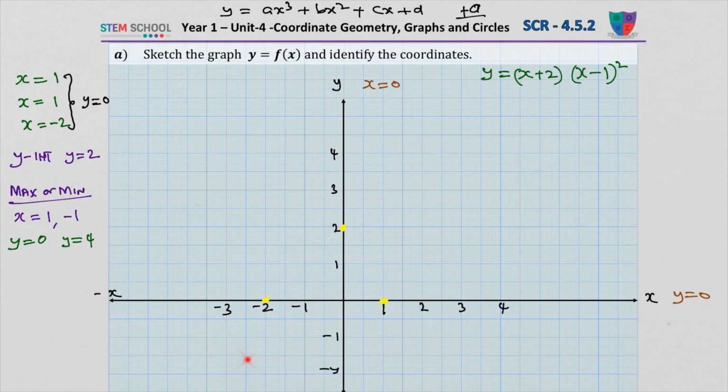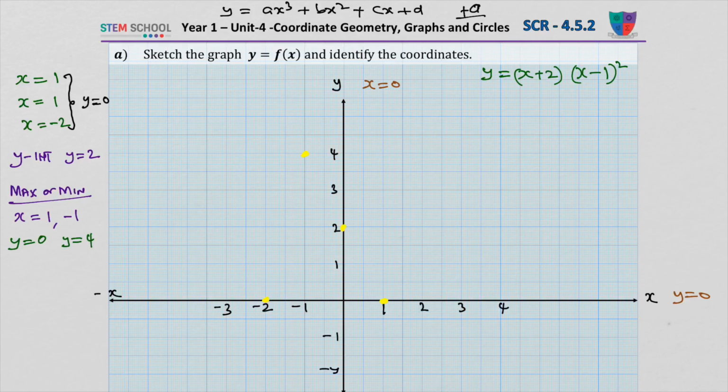So the graph will be coming up here, reaching a maximum, going back there. Because it's equal roots, it will come in and leave at the same point as well, and then go up that way. When x is minus 1, we know y is 4. So that's the maximum, and the minimum will be here.